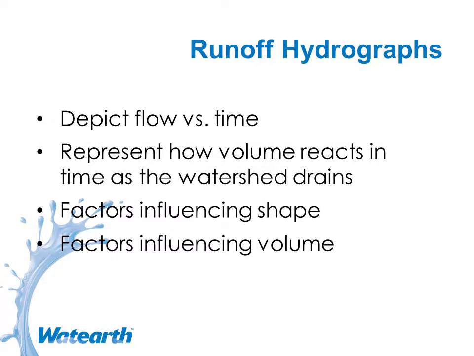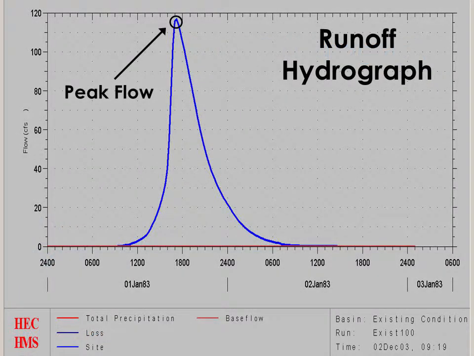All right, so our runoff hydrographs are a really great visual to tell us what's happening in the watershed. It's a depiction of what happens over time with the runoff, and it also gives us a feel for how the volume reacts in time as the watershed drains out. There are various factors that influence both the shape and the volume, depending on urbanization, shape of the watershed, slope of the watershed, and so forth. In our runoff hydrograph, we have the peak flow, and then we also have the shape of the hydrograph. This is probably a 24-hour event. Most of the runoff has happened by hour 24.